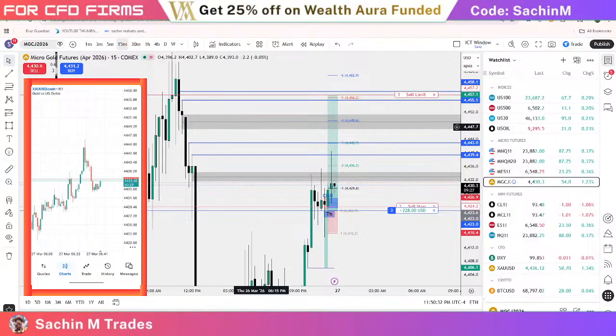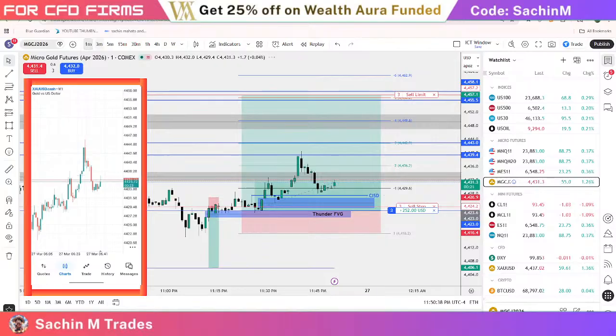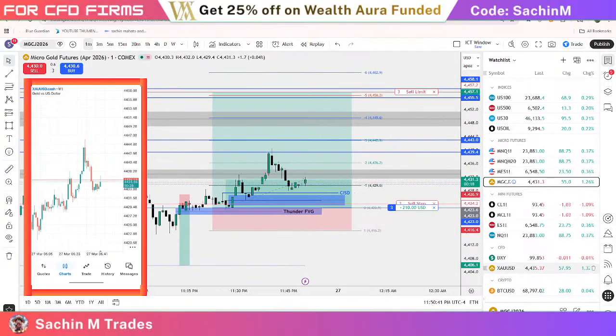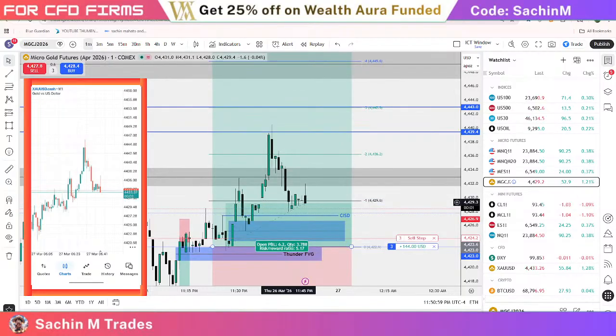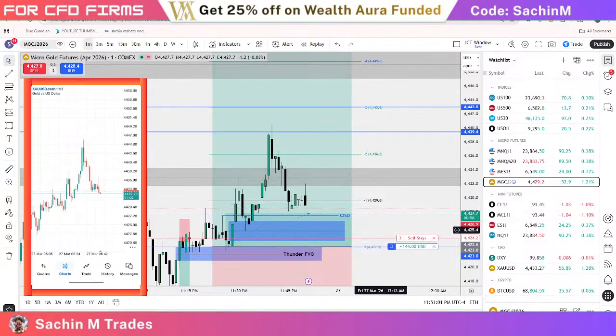The only concern that I have is that the market's 15 minutes candle closed below this area, which is the 1 minute demand zone, so supply zone, not demand zone, and the market is having trouble getting off this fair value gap. That's another thing that I am not well with.